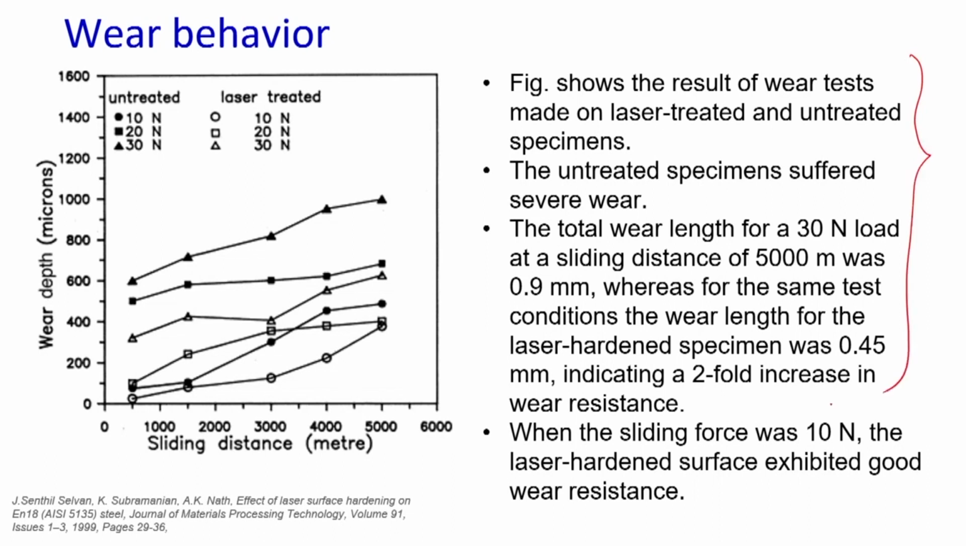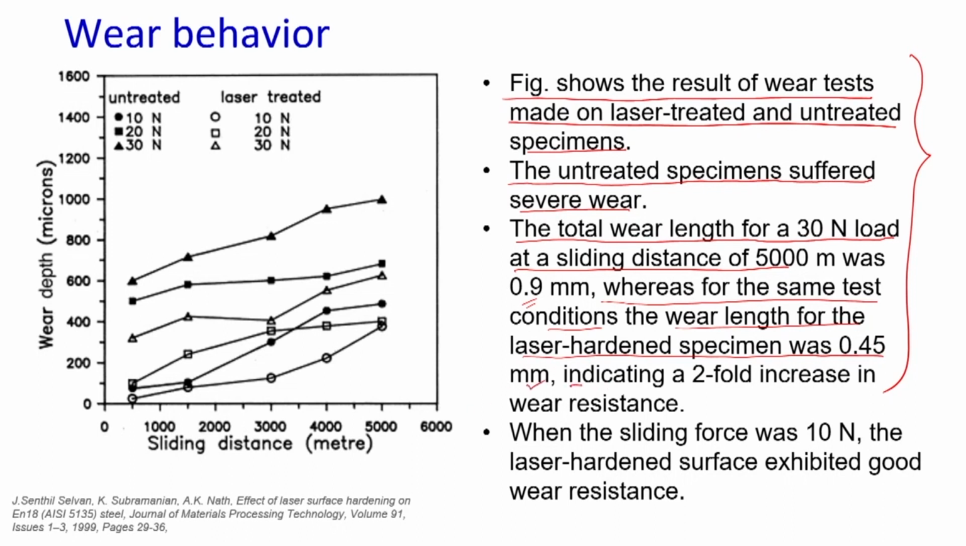So, here we can see the figure shows the result of the wear test made on the laser treated and untreated specimen. It is obvious that the untreated specimens suffered severe wear. The total wear length for a 30 Newton load at a sliding distance of about 5000 meter was 0.9 mm, which is very significant. Whereas, for the same test conditions, the wear length for the laser hardened specimen was 0.45 mm.